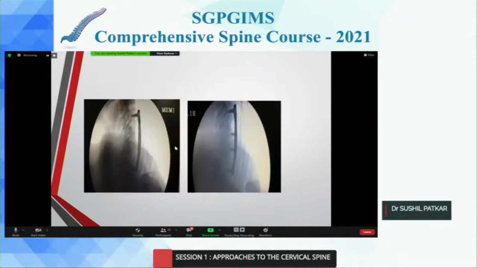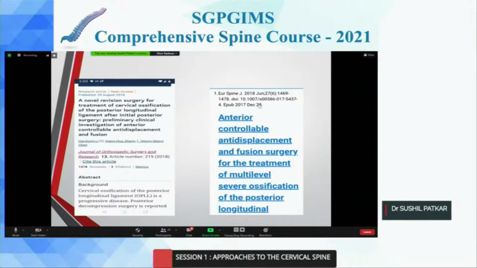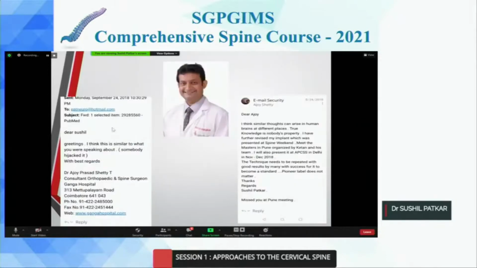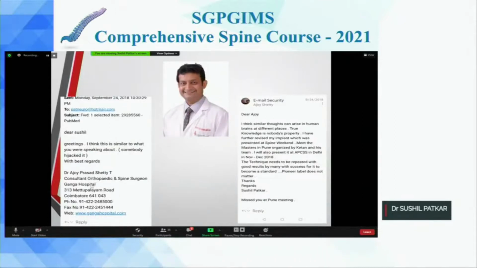Now, what happened is that I was showing this from 2000. I showed this even in 2016. And then suddenly in 2018, there is a paper which describes the technique from another part of the world. My friend Ketan, I'm very sorry, he passed away in a car accident. He was like my brother, and helped in most of my cases. And immediately there was a letter to me from Ajay Prasad from Gandha Hospital that somebody has hijacked your technique.